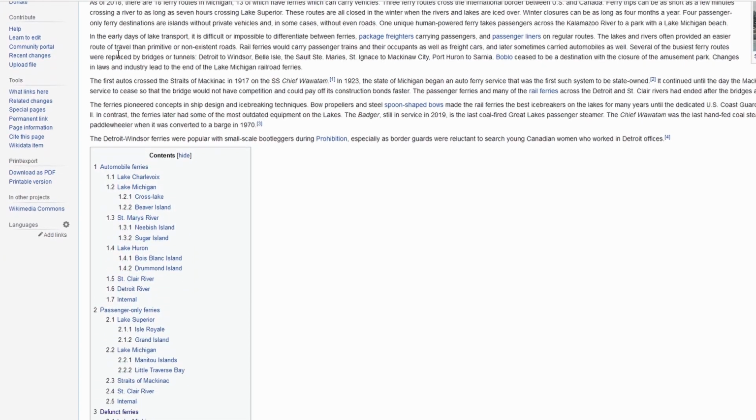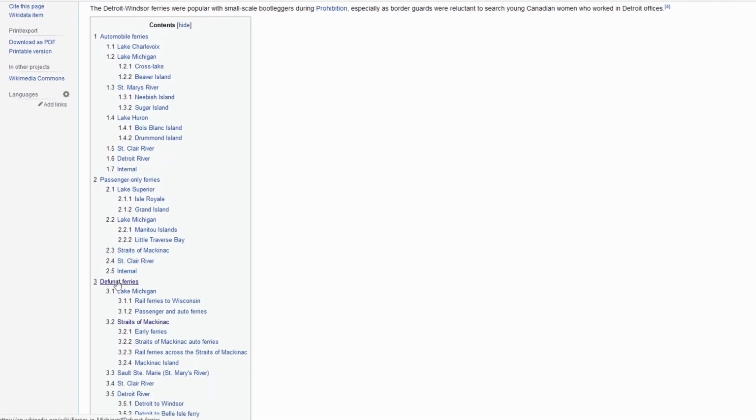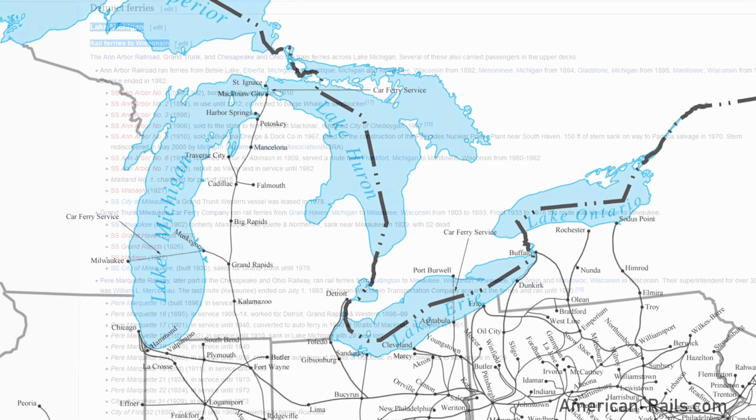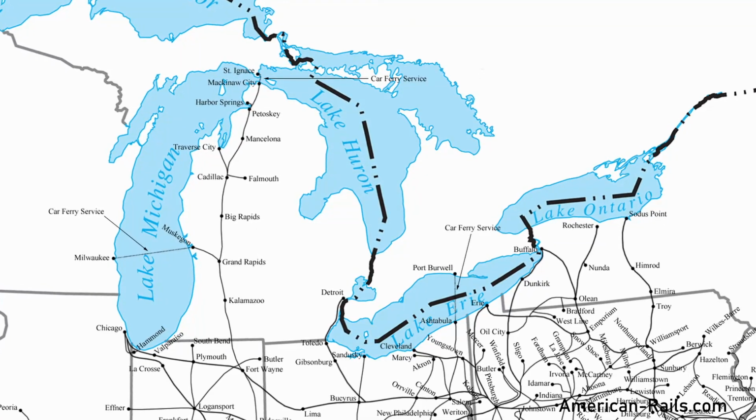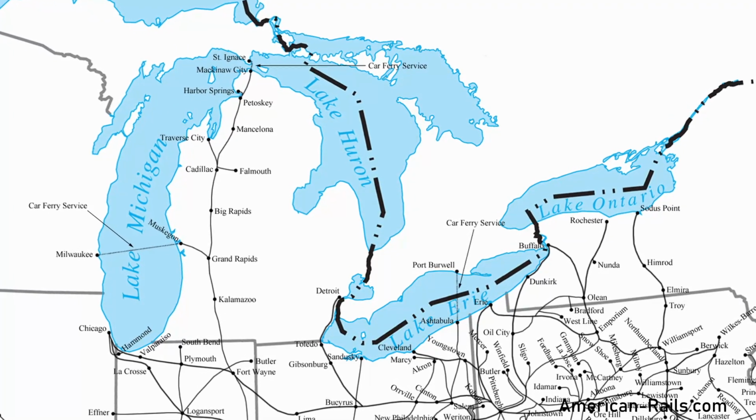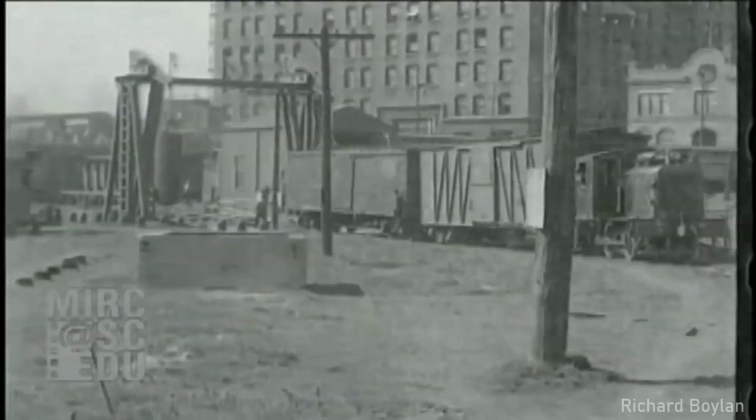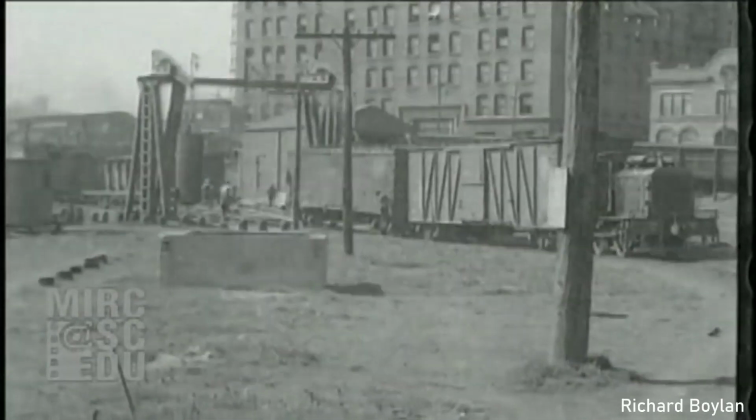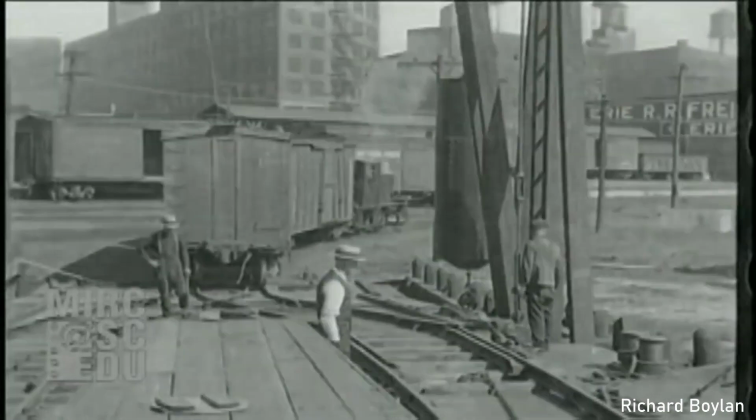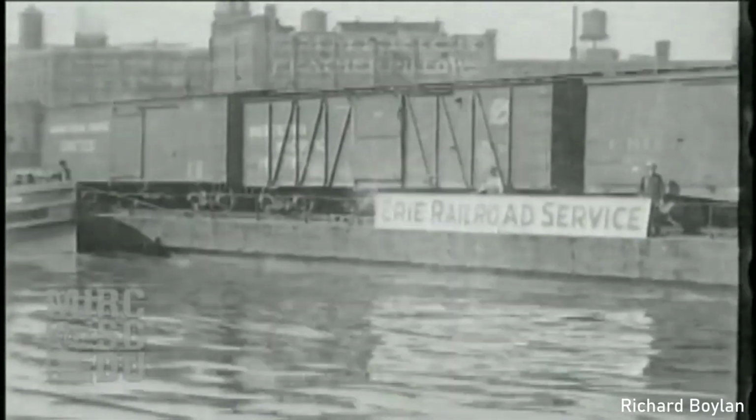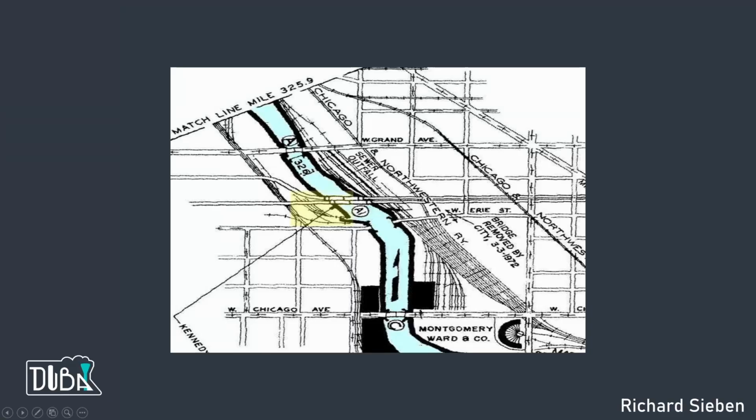Lake Michigan is right here, and there were ferries on Lake Michigan, but they did not go to Chicago. Pennsy had car ferries, but not on Lake Michigan. So it's a bit of a stretch until Richard Sieben came along, and he said, hang on a minute, there actually were car ferries, railroad ferries on the Chicago River. So silly me, I have just been looking at Lake Michigan all this time, and hiding in plain sight is the Chicago River.